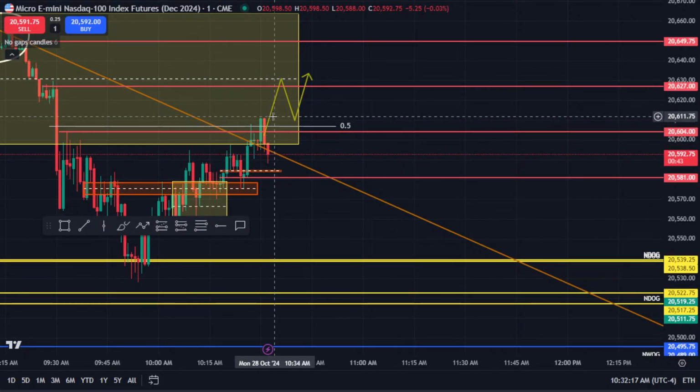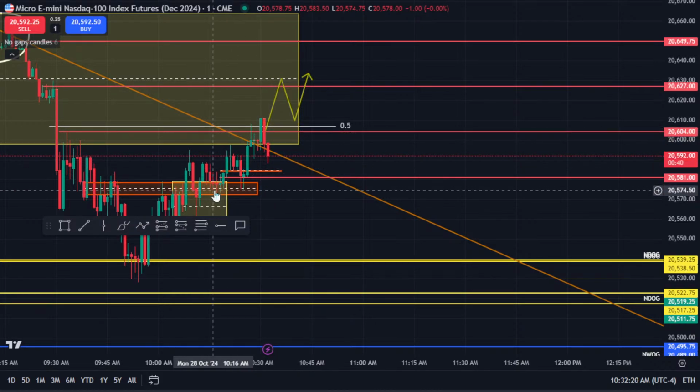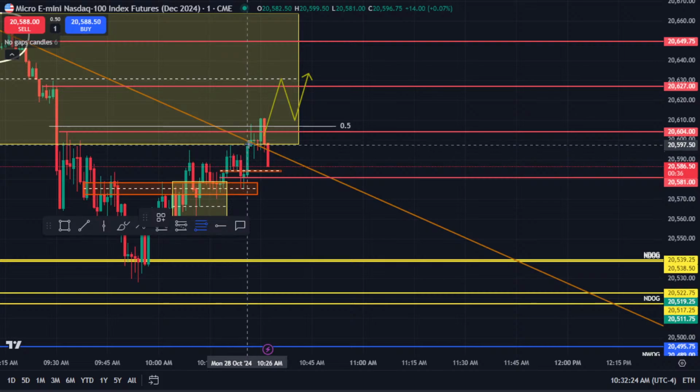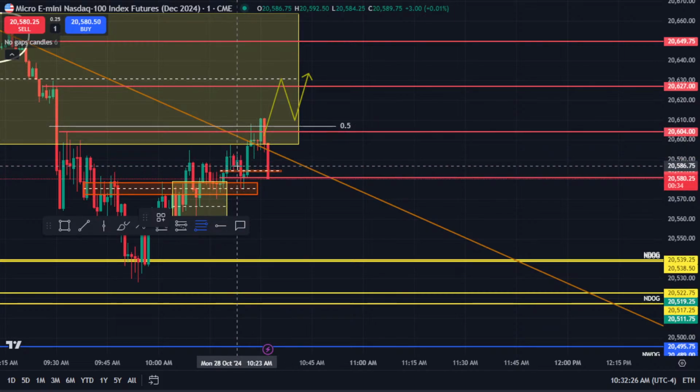So we'll accept this little retracement because we're expecting to go higher after a close above. We're just digging into something.